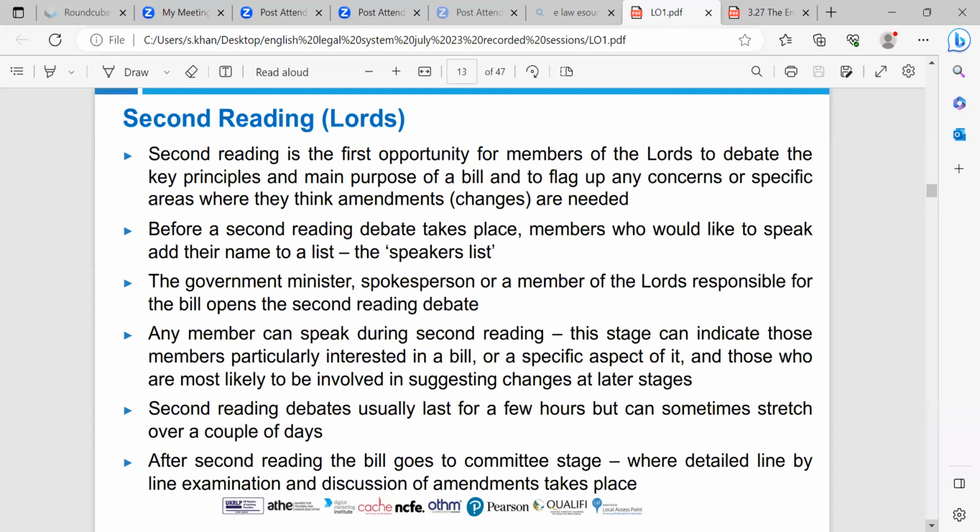Before a second reading debate takes place, members who would like to speak add their name to a list, the speakers list. The government minister, spokesperson, or a member of the Lords responsible for the bill opens the second reading debate. Any member can speak during the second reading. This stage can indicate those members particularly interested in a bill or specific aspect of it, and those who are most likely to be involved in suggesting changes at later stages. Second reading debates usually last for a few hours, but can sometimes stretch over a couple of days.